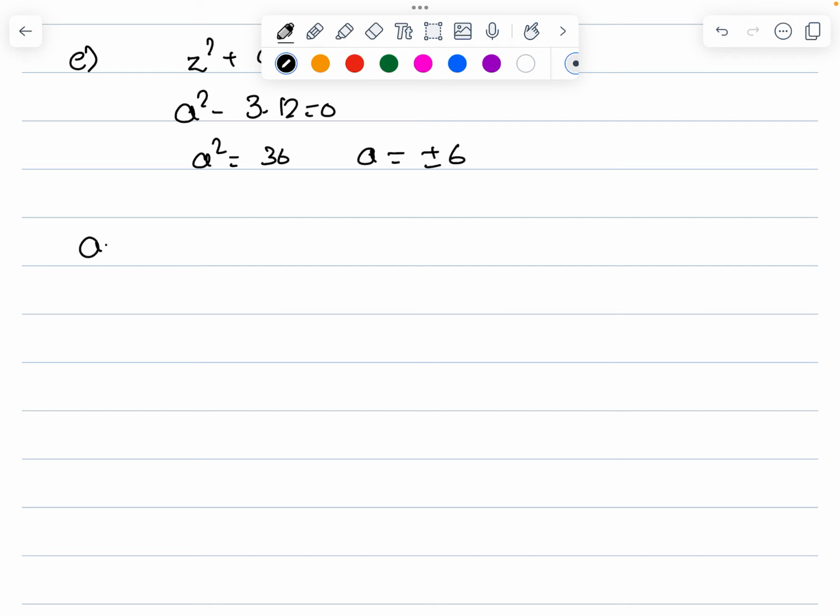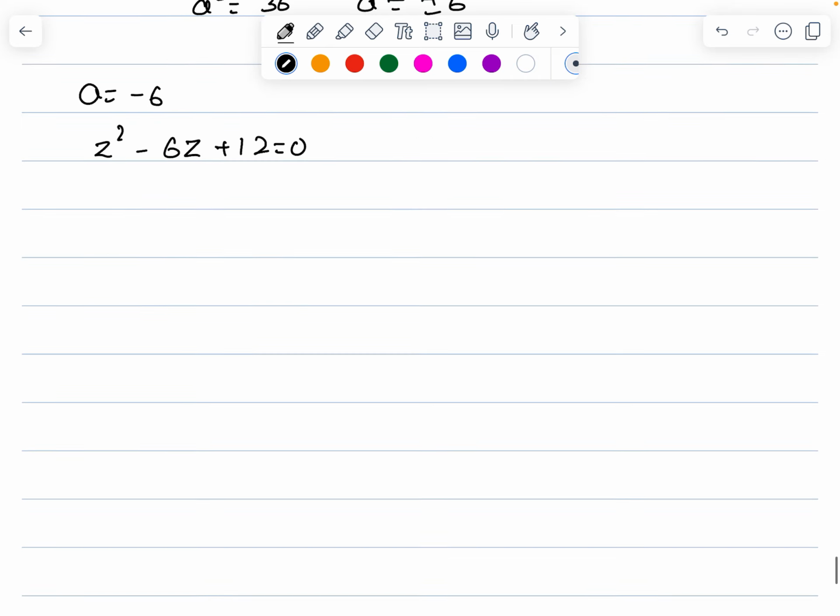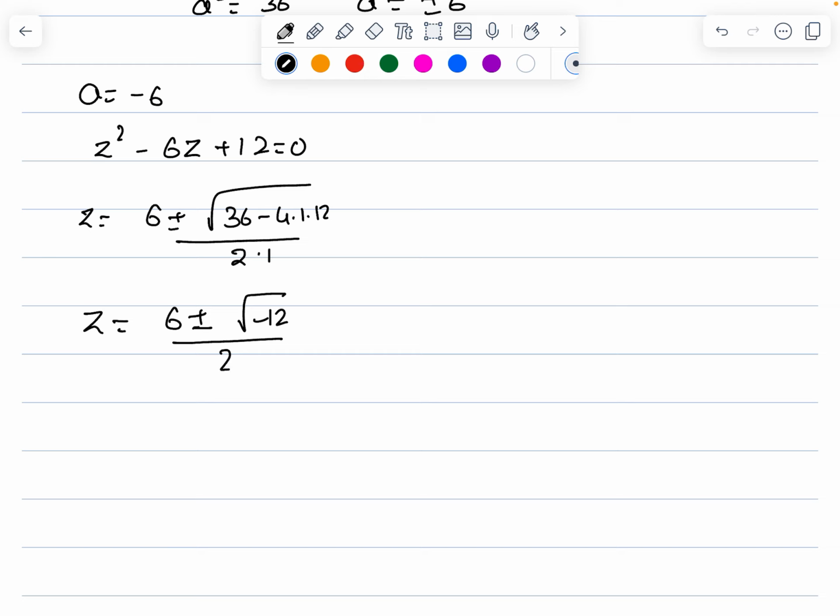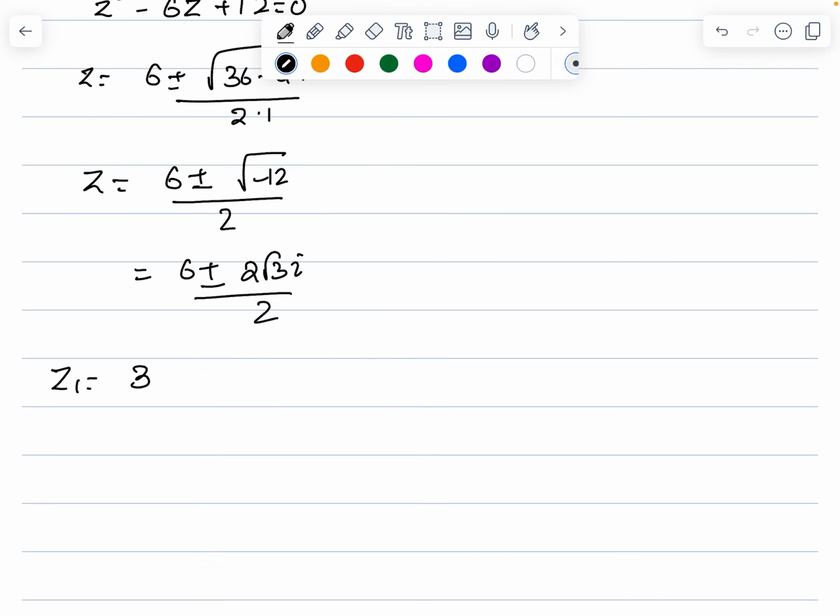Now for that, first of all, I consider a equals -6. If I consider a equals -6, it becomes z square minus 6z plus 12 equals 0. So z will be equal to minus b plus or minus square root of b square minus 4ac upon 2a. So z equals 6 plus or minus square root of -12 upon 2, which is 6 plus or minus 2 root 3 i upon 2. So one value will be 3 plus root 3i, another value will be 3 minus root 3i.